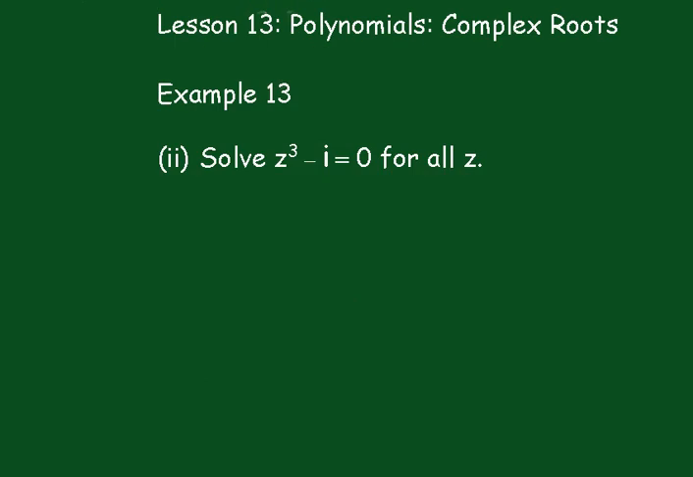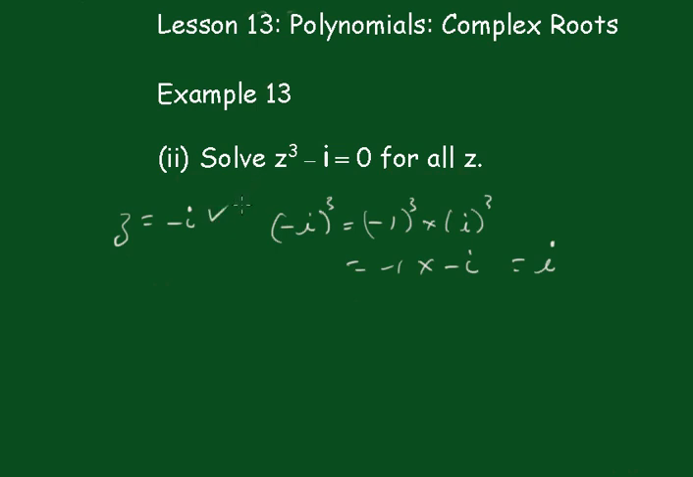Right, now in part 2 we have to solve z cubed minus i equals 0 for all z. Now we can see here that z equals minus i is a solution. Just checking that out, that's minus i cubed, which is minus 1 cubed times i cubed, which is minus 1 times minus i, which is just i, and i minus i is 0, so that's a solution. Now we're not going to use long division, because we'll just simply say that we know it's going to be equally spaced around the unit circle.